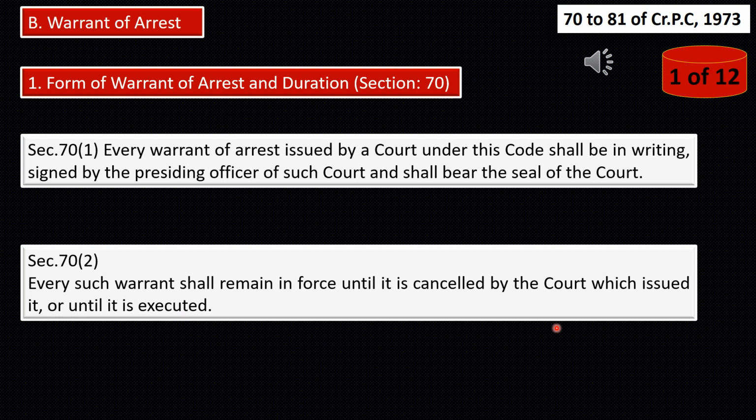So subsection 1 of section 70 says regarding the form of the warrant of arrest and its duration, and subsection 2 of section 70 says that it will continue to remain in force until it is either cancelled by the court or it has been executed. Executed means obviously the person has been arrested.